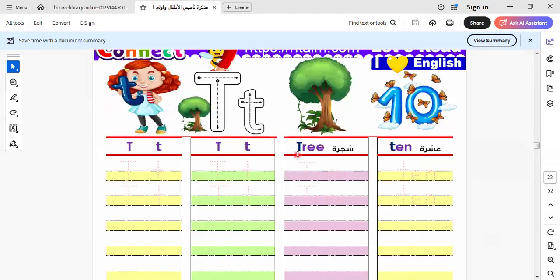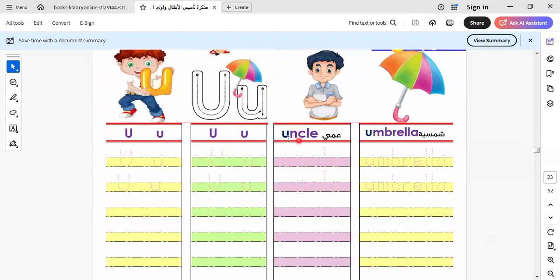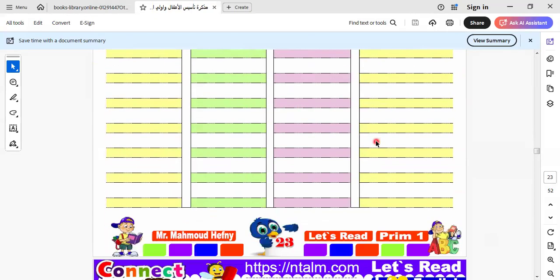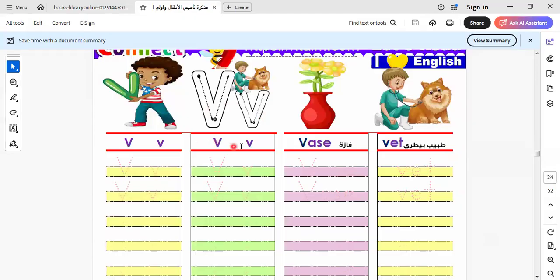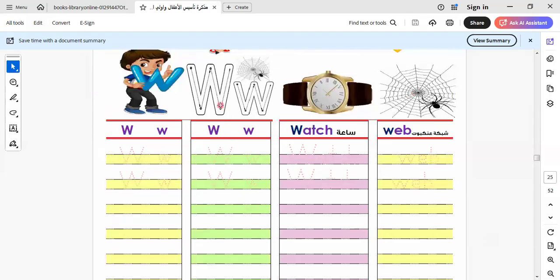Capital T and small t, tree and ten. Capital U and small u, uncle and umbrella. So capital U and small u, uncle and umbrella. Capital V and small v, vase and wheat. Capital W and small w, watch and web.